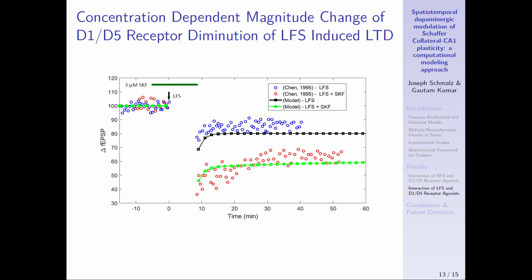Next, we consider the application of a low concentration of the dopaminergic agonist SKF during a low-frequency stimulation protocol. Experimentally, it was shown that the application of SKF during a low-frequency stimulation protocol enhanced the low-frequency stimulation-induced long-term depression by approximately 20%. We applied the same protocol to our model, which also produced an enhancement of the low-frequency stimulation-induced long-term depression by approximately 20% as well. This highlights our model is able to handle different concentrations of dopaminergic agonist in combination with low-frequency stimulation protocols.